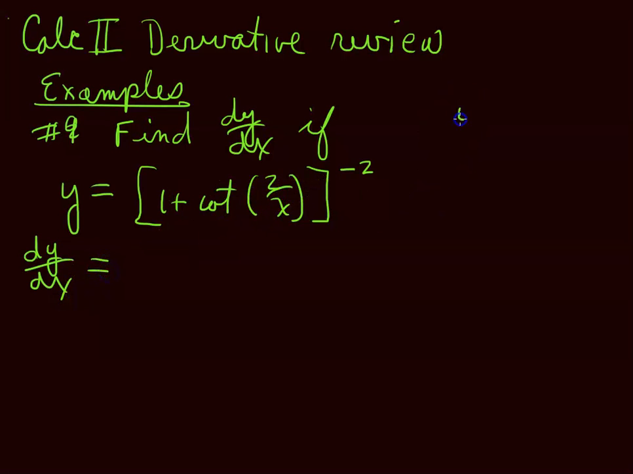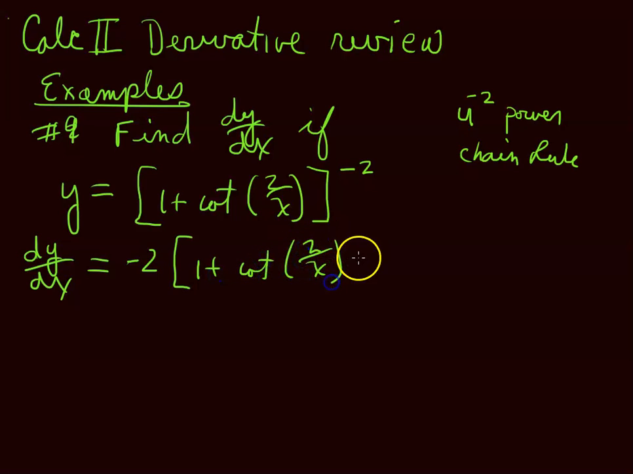Well, I see u to the negative 2. That uses the power rule. And the chain rule, because I got to do the stuff on the outside first, and think of this whole thing as just one chunk of stuff in terms of x to the negative 2. And so that power rule says bring down the power, negative 2. And the u, that's 1 plus cotangent 2 over x. And for the power, you subtract 1, so it's a negative 3.